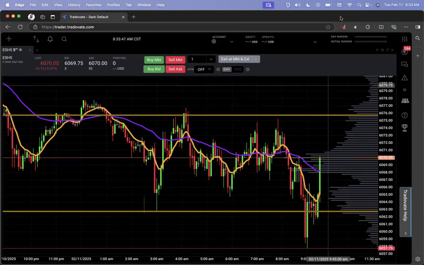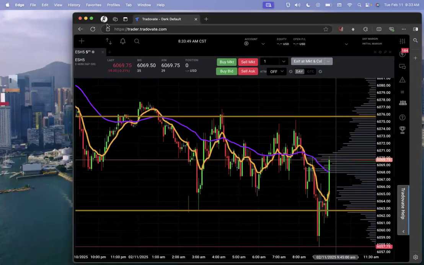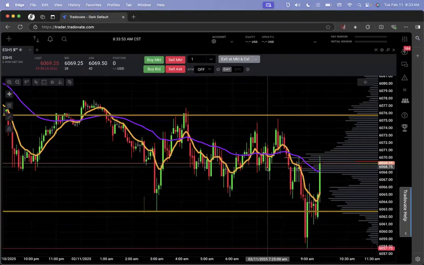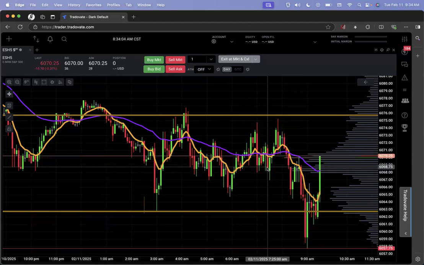60, 70. All right, let's see how long it's going to take us to get even further above 60.70. Let's see if we can get 60.72. All right. Boom, right there. That is healthy.